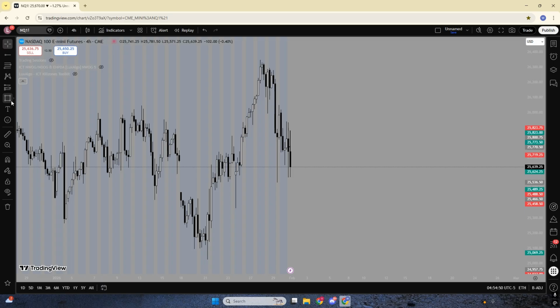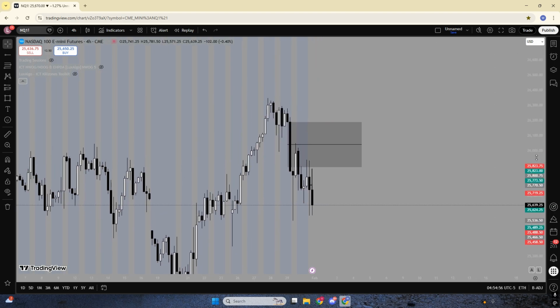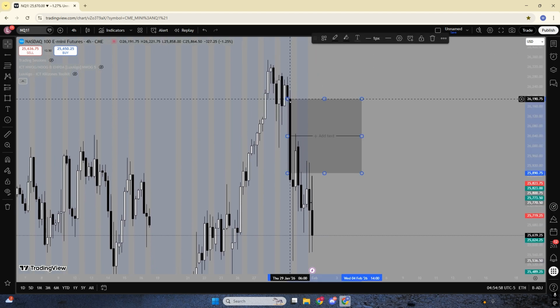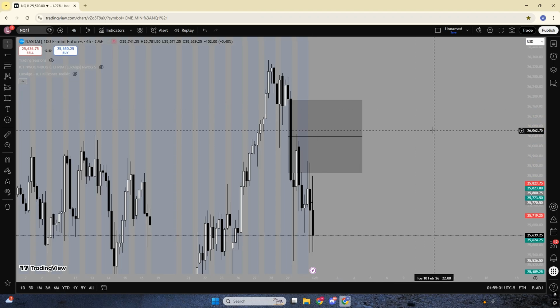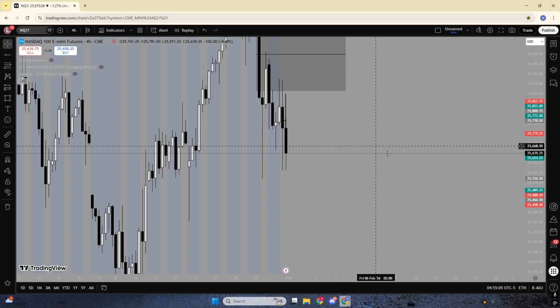All right, here's another example on the 4 hour. Boom. You see how precise that is, dude? It leaves a fair value gap, right? And then it taps into the midpoint and then goes straight down.